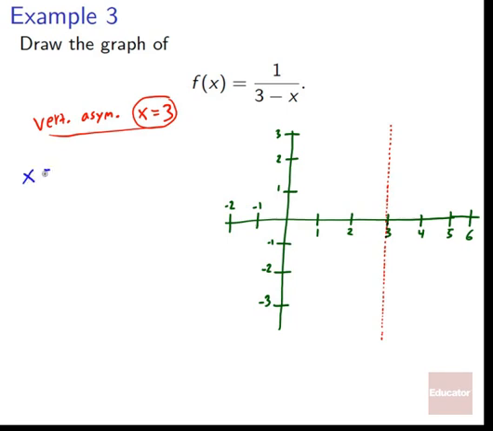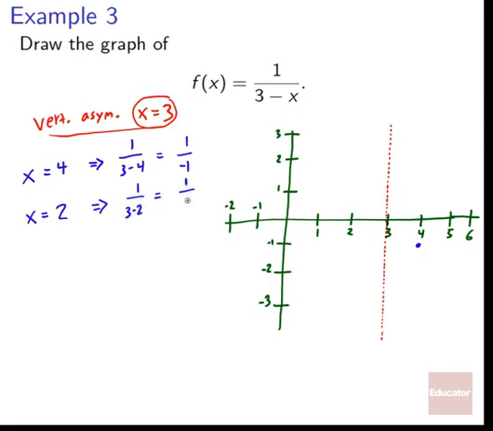If we try x equals, let's say 4, just 1 unit to the right of our asymptote, we plug that in and get 1 over 3 minus 4, which gets us 1 over negative 1, so at 4 we're at negative 1, so we plot in that point. Let's try 1 unit to the left, x equals 2. We'll get 1 over 3 minus 2.